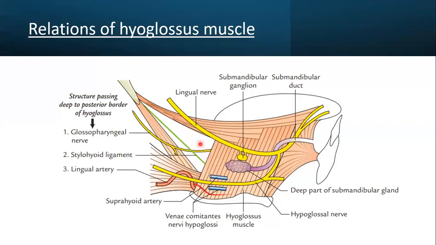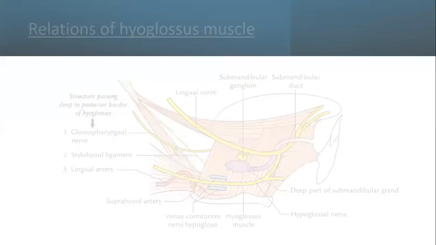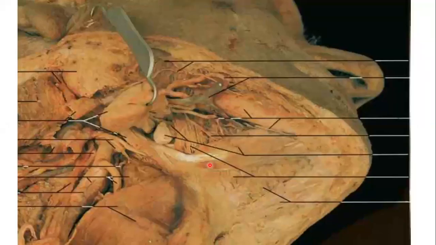Okay, but then we have some deep relations to the muscle, and those structures are seen passing deep to the posterior border. So this is the posterior border of the muscle there, and in succession from superior to inferior, you see a glossopharyngeal nerve. You can see it is supplying the stylopharyngeus muscle there, and then the stylohyoid ligament there, and then the lingual artery. Okay, so lingual artery is separated from hypoglossal nerve by that muscle there, the hyoglossus. So see if you can see that on a cadaver.